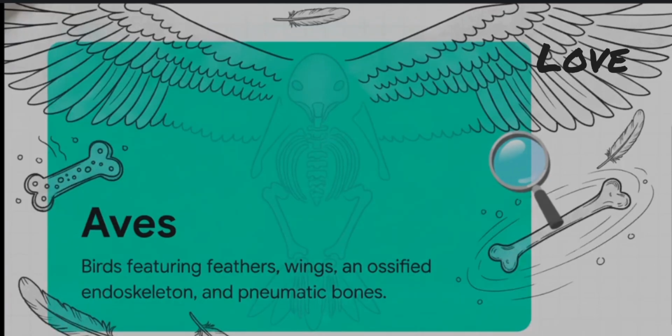This class is defined by highly specialized traits that completely enable flight. They have feathers, wings, a fully ossified bony endoskeleton, but here's the craziest part. They feature pneumatic bones, meaning their long bones are entirely hollow and filled with air cavities. This keeps their bodies incredibly lightweight so they can actually achieve lift and fly. It's an absolute engineering marvel of biology.